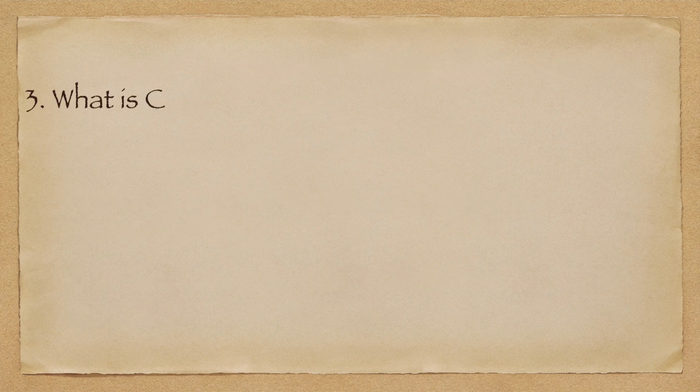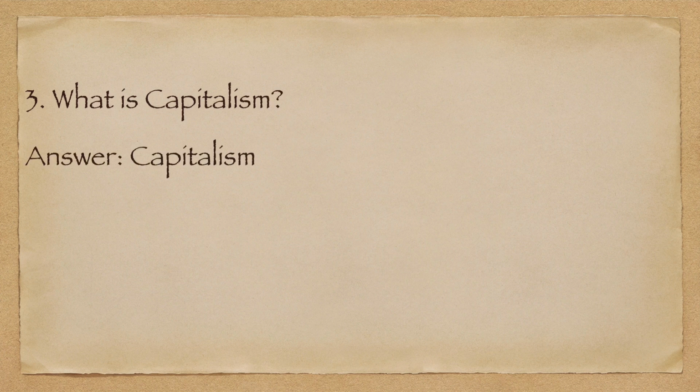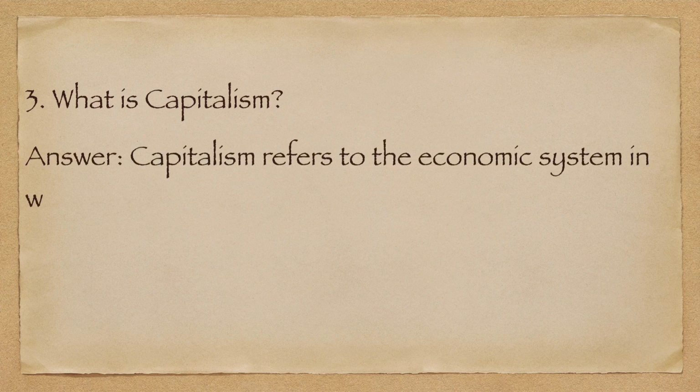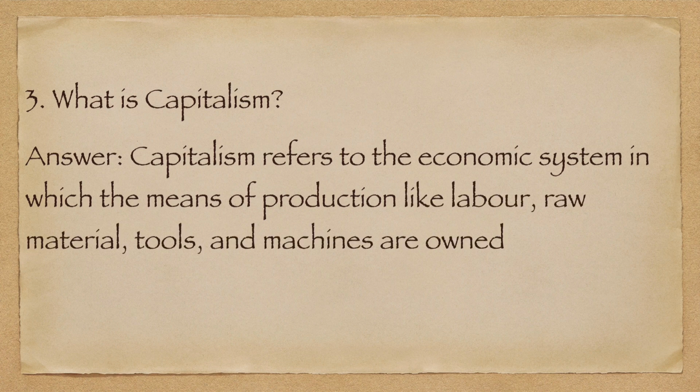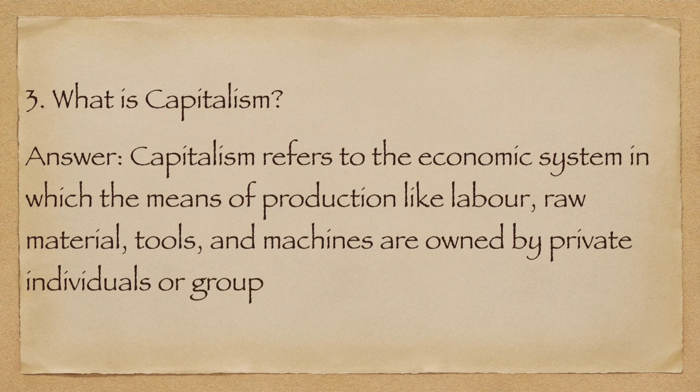3. What is capitalism? Answer. Capitalism refers to the economic system in which the means of production like labor, raw material, tools, and machines are owned by private individuals or groups of them for profit.